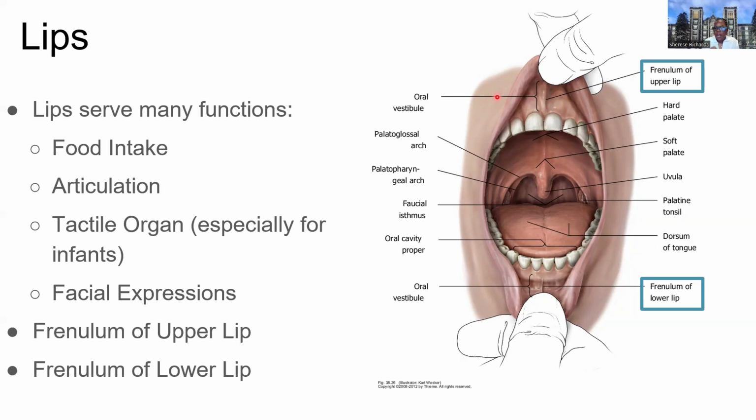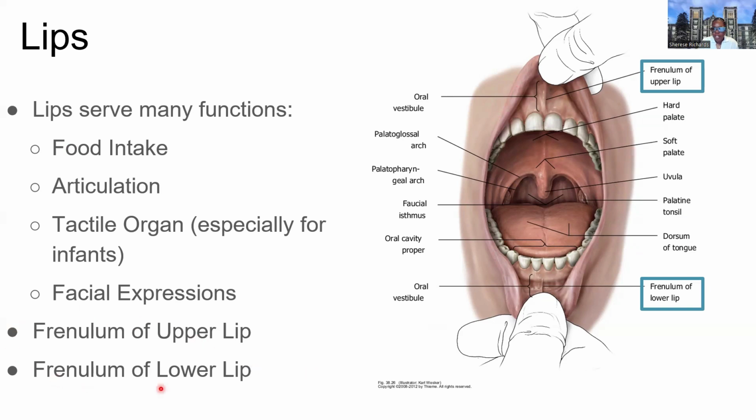So the suckling response is very dependent upon the lips and the attachment and some of the nerve endings and so forth that are found there. And then also facial expression. We're going to have some of the muscles of facial expression like the orbicularis oris being attached to the outer aspect of the oral cavity. And so the lips can help move those muscles and change the shape of the face.